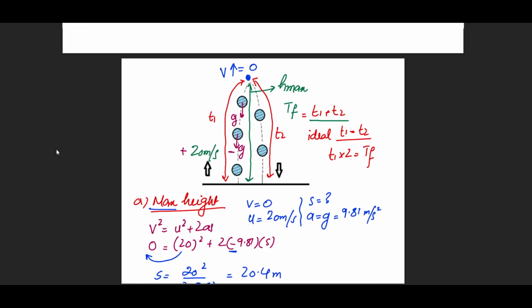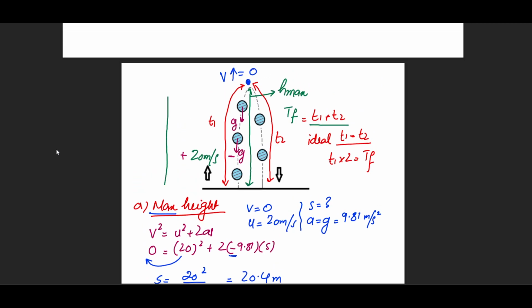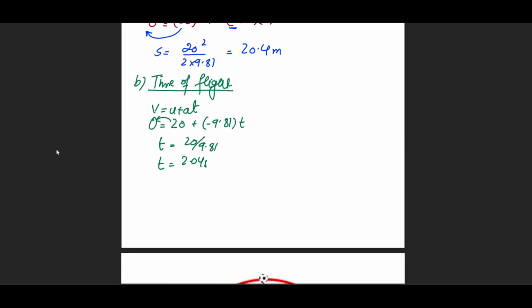Now notice this is the time for the object to go up. So it takes 2.04 seconds to go up and 2.04 seconds to come down. So the total time of flight would simply be multiplied by 2. So the TF becomes 4.08, which will become 4.1 seconds up to two significant figures.